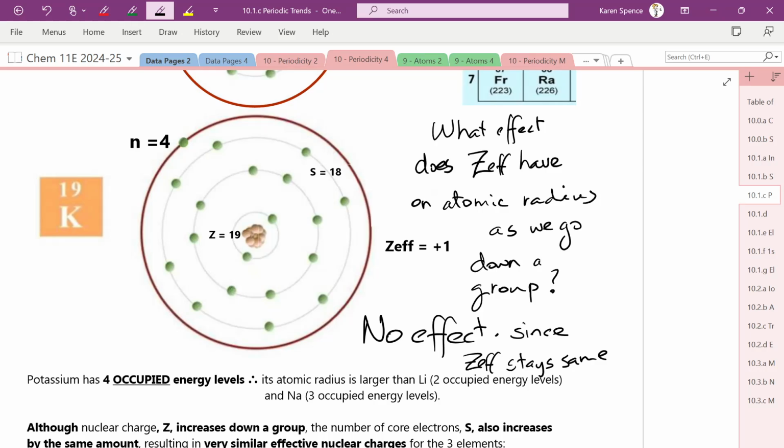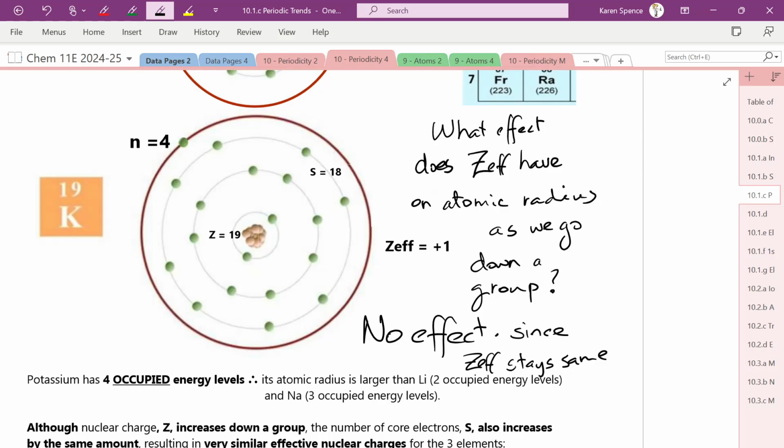As you go across a period, how does the number of shells affect the size? What happens to the number of shells as you go across? It stays the same. So how does shells affect as you go across a period? It doesn't. Okay, so when you're going across, you explain atomic radius in terms of the effective nuclear charge.